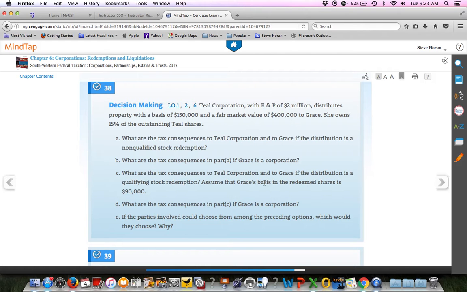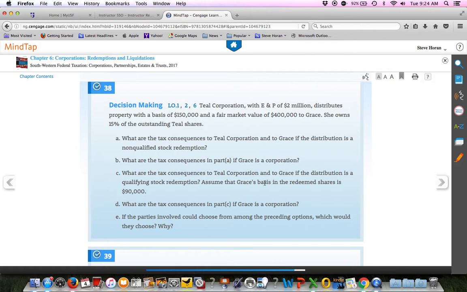For E, if the parties involved could choose, which would they choose and why? Assuming Grace is an individual, she would choose the qualifying stock redemption option from letter C. If the distribution is a qualifying stock redemption, she has a capital gain of 310. If it's non-qualified, as it was in option A, she'd have a dividend of 400,000. Her basis of the property is the same no matter what is received.